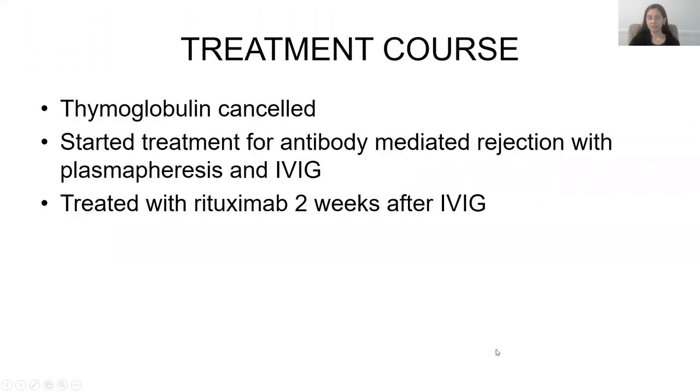This confused us, but we felt that she most likely had antibody mediated rejection based on her clinical history. And so we decided to cancel the thymoglobulin and start her on treatment for antibody mediated rejection. So we did plasmapheresis, IVIG, and rituximab.